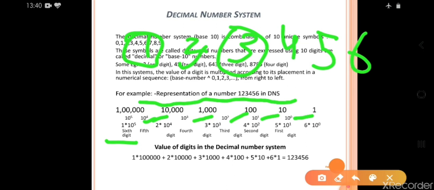And this has been proved here below. You see, 1 into 1 lakh, 2 into 10,000, 3 into 1,000, 4 into 100, 5 into 10 and 6 into 1. So I have achieved my answer, that is 1, 2, 3, 4, 5, 6. Sorry for the misarrangement. Please, whatever I have said, you just go for that only.